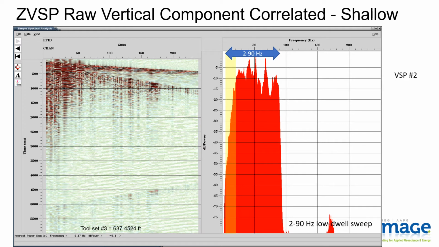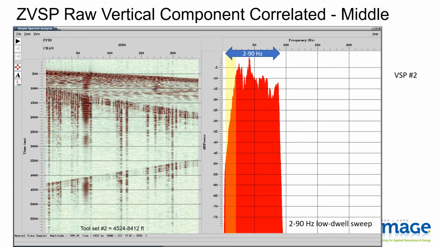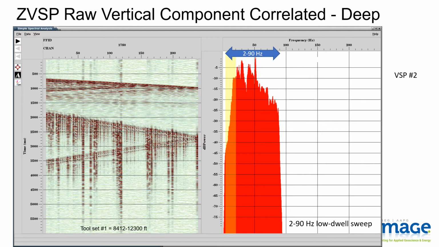This is an average amplitude spectrum for the shallowest array setting at VSP number 2. The sweep band is shown by the blue arrow at the top. Unfortunately, we don't see much from 2 to 20 Hz, but on the positive side, we are seeing almost all of the 90 Hz on the high end. This slide shows the spectrum for the middle tool setting. We see the same roll-off starting at 15 to 20 Hz.